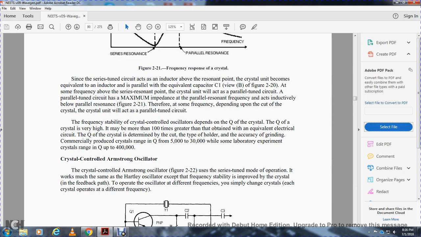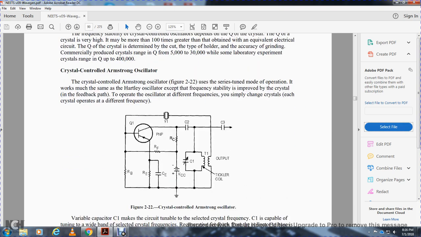The frequency stability of the crystal controlled oscillator depends on the merit (Q) of the crystal. The merit of the crystal is very high, more than 100 times greater than that obtained with equivalent electrical circuits. The merit of the crystal is determined by the cut and the type of holder. With accuracy of grinding, commercially produced crystals range in merit from 5,000 to 30,000, and in some laboratory experiments the crystal range of merit was up to 400,000.